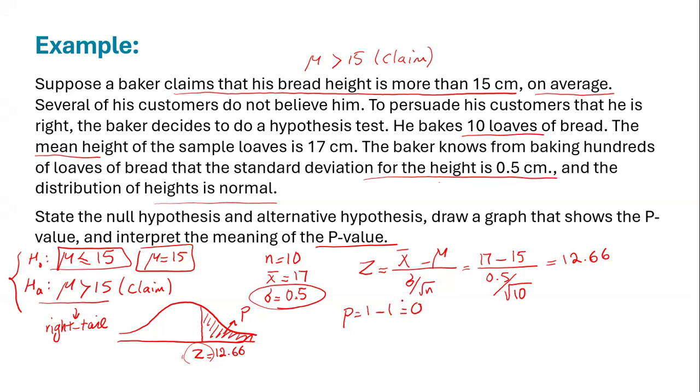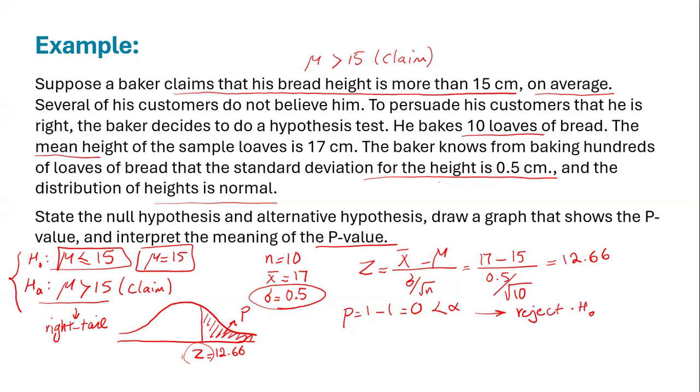To make your decision, you need to compare the p-value with alpha. It doesn't mention what the alpha is in this example. But since the p-value is 0, 0 is less than any significance level. Even if alpha is 0.05, 0.01, or 0.10, 0 is still smaller. And if p is less than alpha, your decision is rejecting the null.